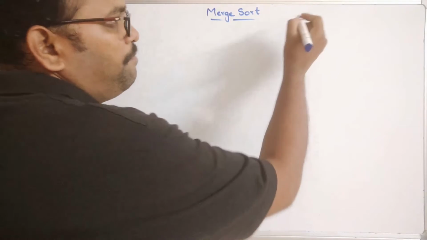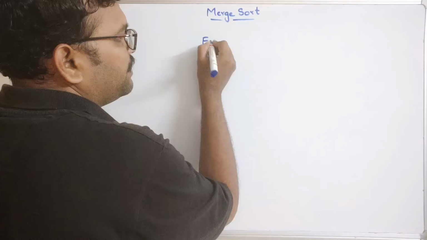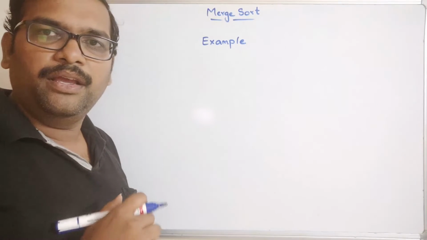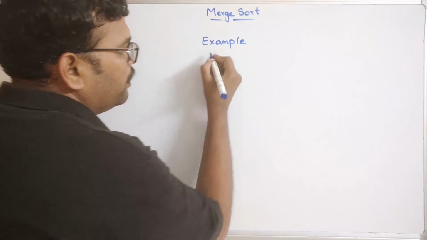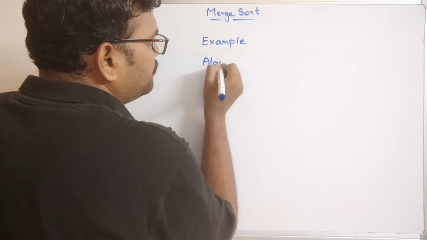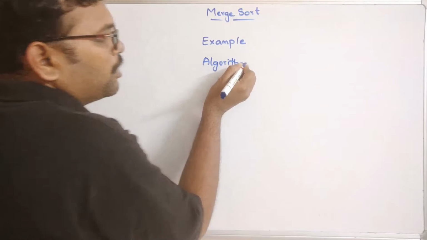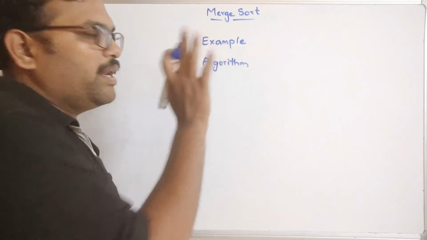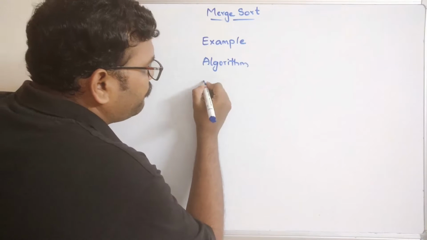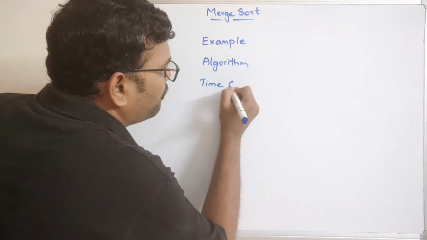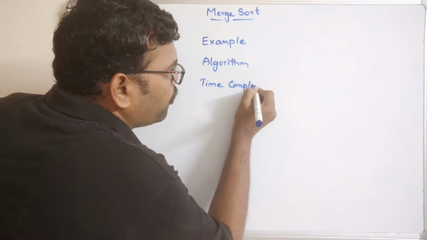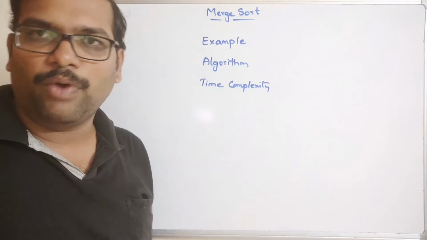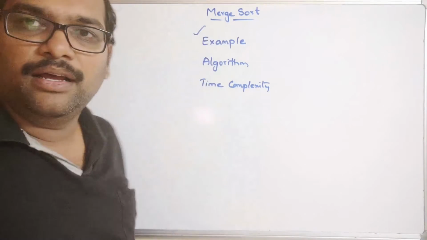In this session we'll see an example, so that we get an idea how merge sort is implemented, and then we'll go with the algorithm or pseudocode. Based upon the procedure we have seen in the example, we'll write the algorithm and check it, and finally we'll see the worst case time complexity of merge sort. We'll see one by one. First, let us start with the example.